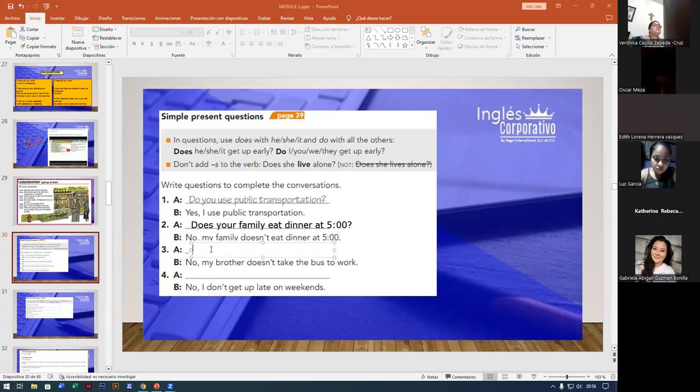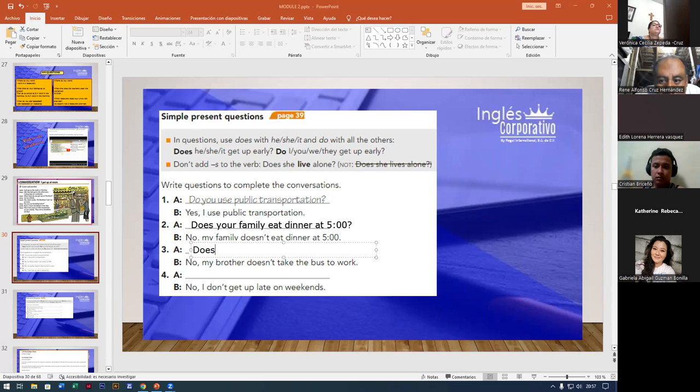What about number 3? The answer is no, my brother doesn't take the bus to work. Luz Garcia, help us please. What's the possible question? Se me fue la señal. Christian, continue. Does your brother take the bus to work? That's all right, good one. Take the bus to work. Excellent job. Thank you.